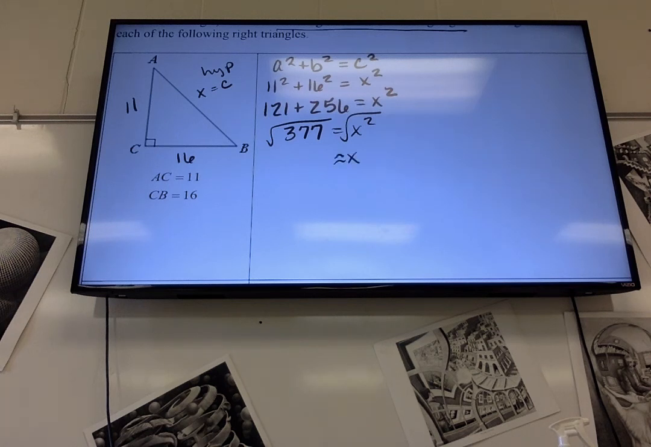And we're going to round to 3 decimal places. If it was not a square root or a calculator problem, you just leave it. So this is 19.416. So side AB is 19.416.